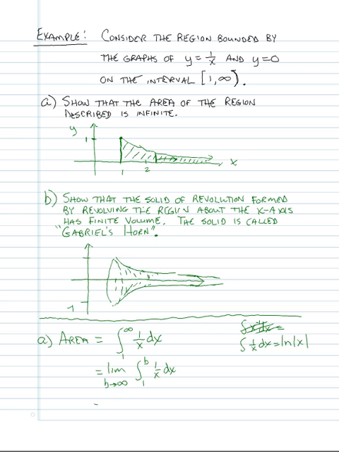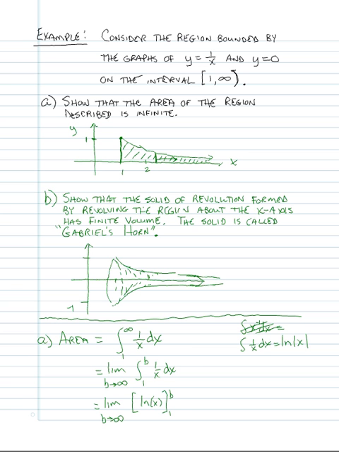So here's what we have. The limit as b approaches infinity of the integral of 1 over x with respect to x evaluated from 1 to b. Well, the integral of 1 over x is the natural log of the absolute value of x. And I am going to say here, we don't really need absolute value because our 1 is positive and our b is also bigger than 1, so it's positive. So I'm just going to say natural log of x, and we're evaluating from 1 to b.